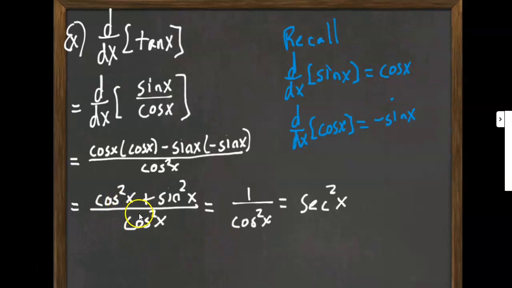By the way, if we had taken this cosine squared and divided it by cosine squared, that would be 1. And then sine squared over cosine squared would be tangent squared. So we would get 1 plus tangent squared. And of course, 1 plus tangent squared is another identity, equal to secant squared. But traditionally with tangent, we say the derivative of tangent is secant squared, although you could say it's 1 plus tangent squared because of that identity.